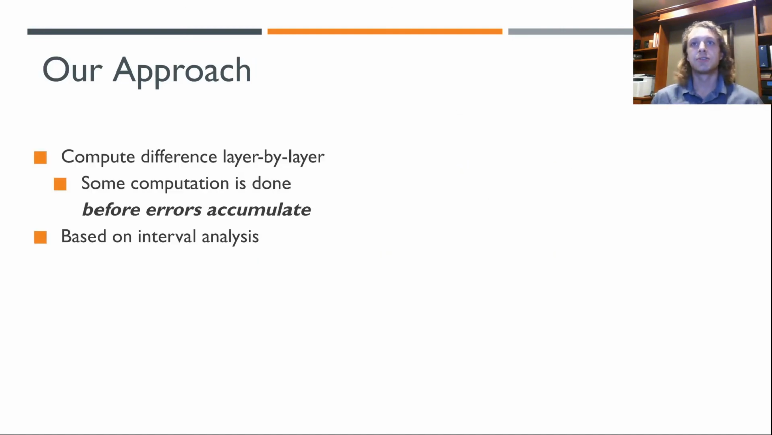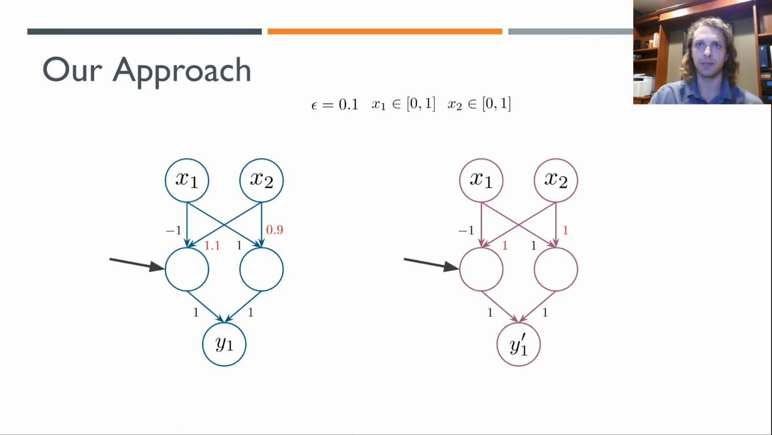So in contrast to this approach, our approach is to compute the difference in a layer-by-layer fashion instead of waiting until the final output layer to compute the difference. What this means is that we do some of the difference computation before significant errors have accumulated, and this tends to produce much tighter final difference bounds. And like previous work, we base our approach on interval analysis.